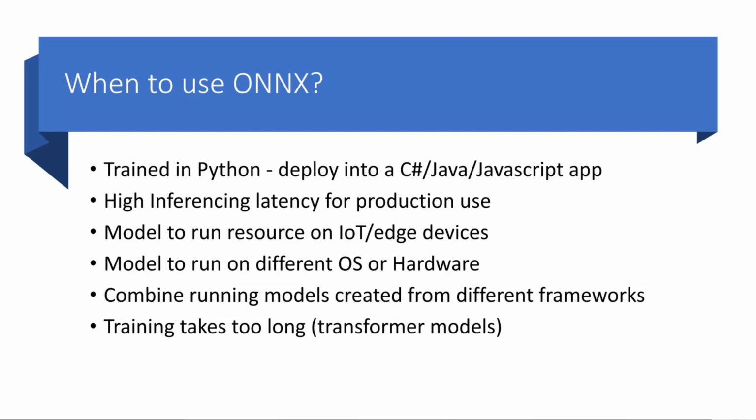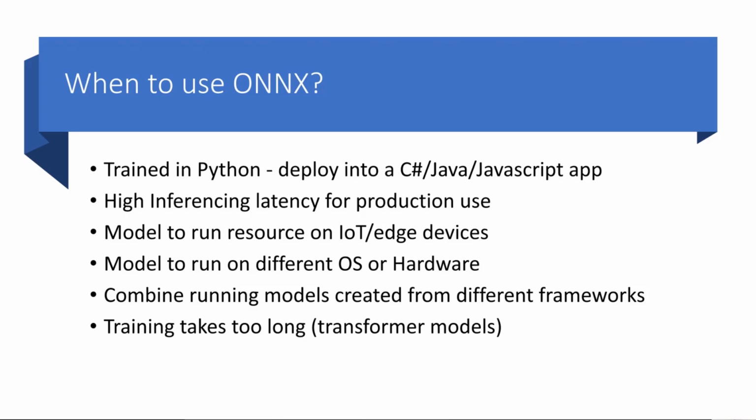When should you use it? If you have something that's trained in Python, and now you need to integrate it with your JavaScript application or C# application, yes, ONNX is the best place to use that. If you want something really fast and you need less latency for production use. If you want to run it on an IoT edge device, or you want to run it on a different OS or different hardware, ONNX is the best place to use.